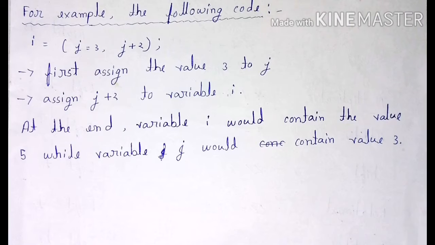i = (j = 3, j + 2); First we'll assign the value 3 to j. Then we'll assign j + 2 to the variable i, which means the value of j is 3 and j + 2. So at the end, the variable i would contain the value 5 and the variable j would contain the value 3.